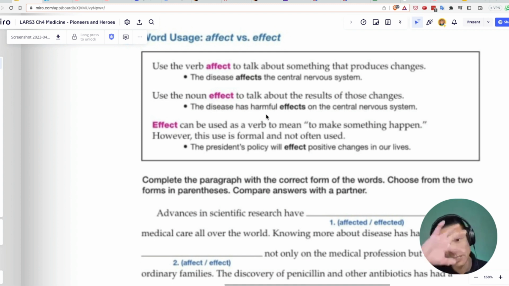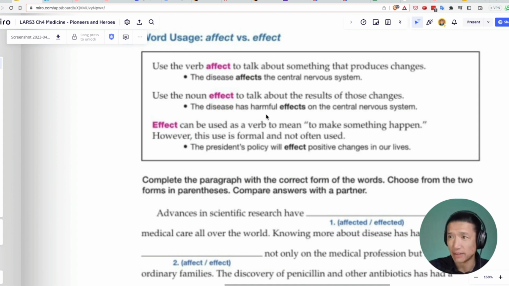Practice paraphrasing, changing your sentences around. How many different ways can you write the sentence? Practice it, guys. It's like in your textbook, rewrite the sentence, and you guys are like, no, I'm too lazy. Well, then you'll never learn. The disease affects the central nervous system. The disease has harmful effects, right?